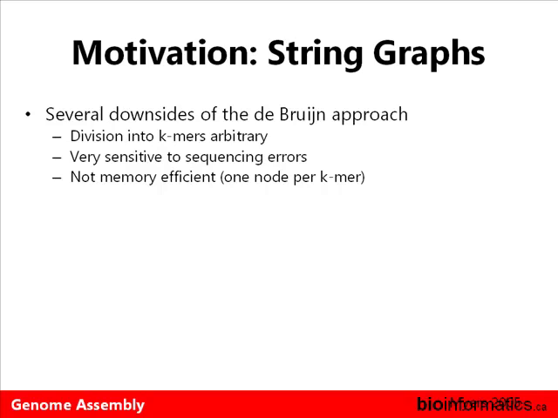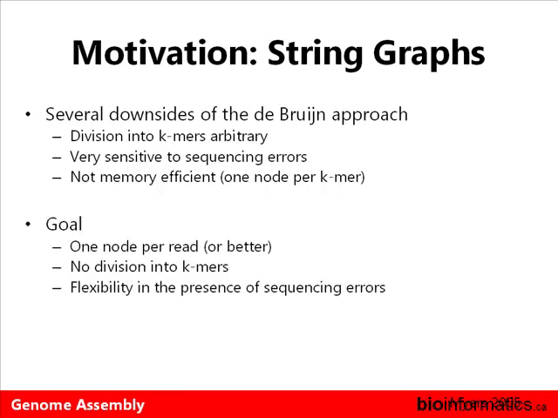If you have lower coverage and longer reads, they become much less memory efficient. So there is a trade-off. The goal of the people who believe in string graphs is that there should be one node per read, or better, that there should be a way of reducing the amount of memory that's used by the graph. The division into k-mers is really arbitrary, so you shouldn't have to do it. And there should be flexibility in the presence of sequencing errors.